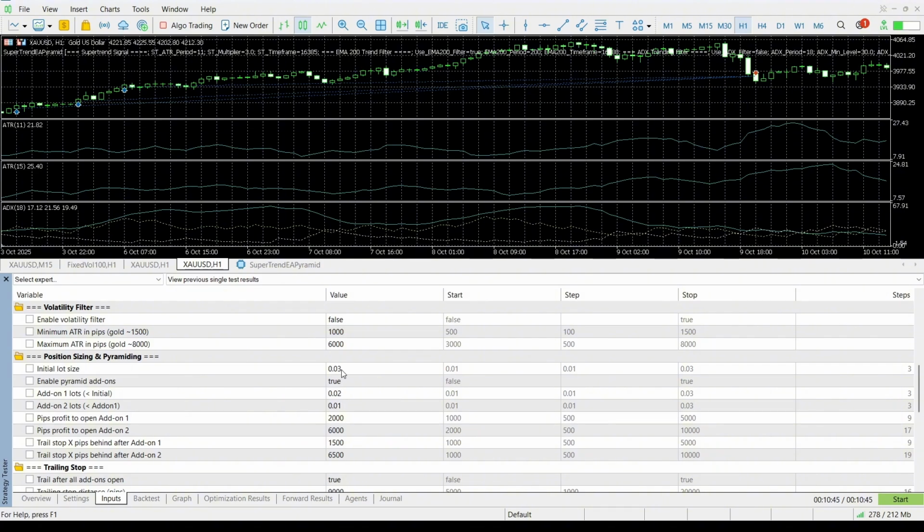But the add-on here, you could change this to a 0.01. You see here, you can enable or disable pyramid add-ons. So you could have 0.01, 0.01, 0.01 if you've got a really small account. Or you can bump that up, if you're starting off with 5K, you can even bump that up. So if you had 5K, it would have taken this to over 100K within that period.